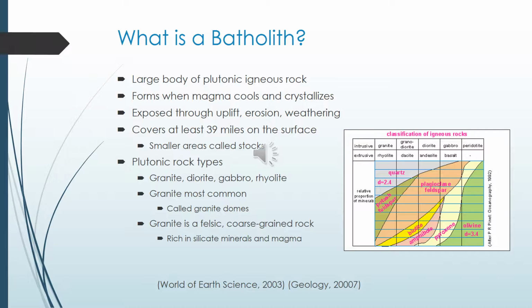The plutonic rock types include granite, diorite, gabbro, and rhyolite. Batholiths are commonly made up of granite and are also called granite domes. Granite is a felsic, coarse-grained, intrusive igneous rock having quartz and made up of potassium and sodium-rich feldspars. Felsic-type rocks are rich in silicate minerals and magma, and the most common felsic rock is granite.